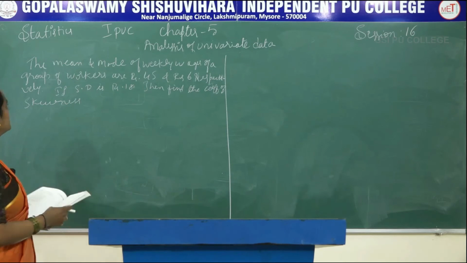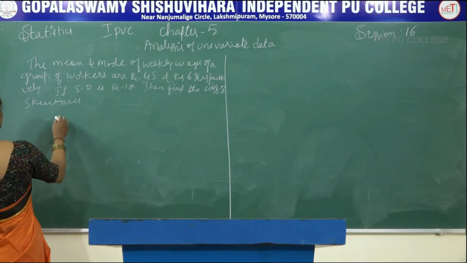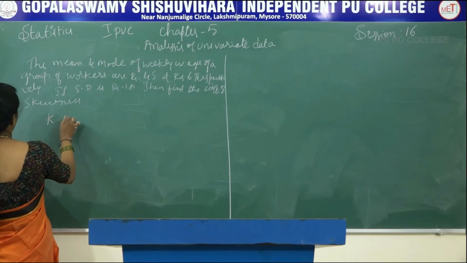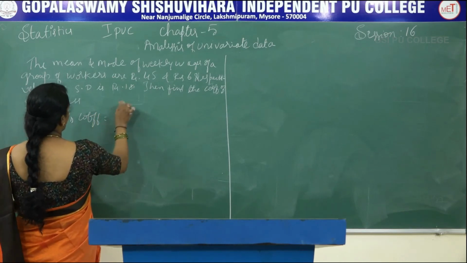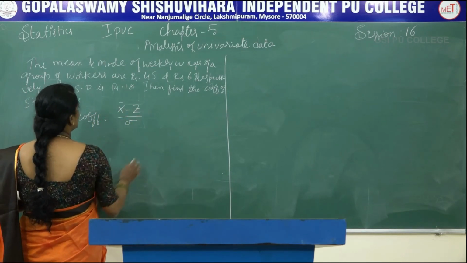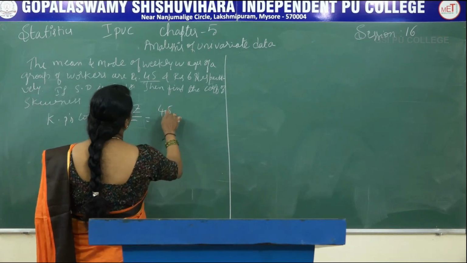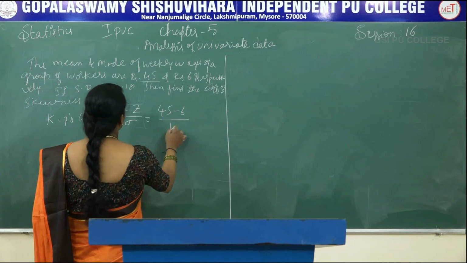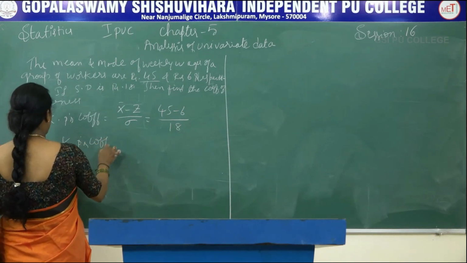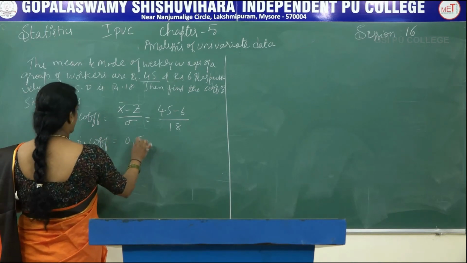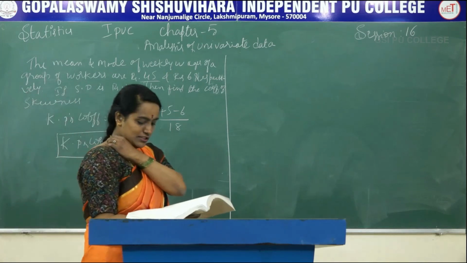So here they have given mean, mode and standard deviation values. The coefficient of skewness, that is Karl Pearson's coefficient, is equal to (x bar minus mode) by sigma. Here x bar is equal to this one, 45 minus 6 divided by 18. So Karl Pearson's coefficient is equal to 0.5.